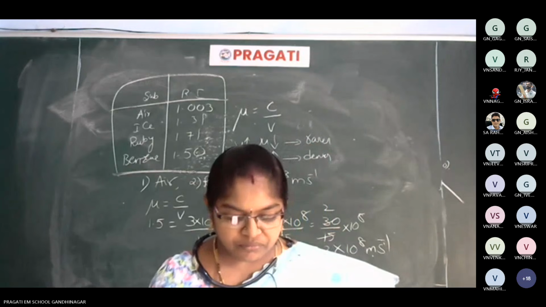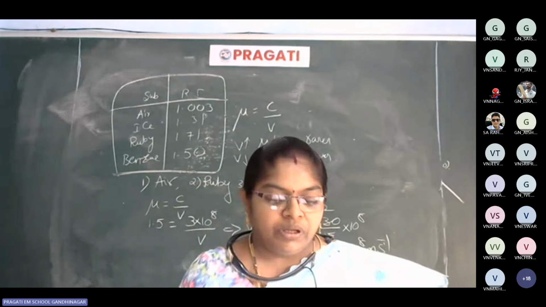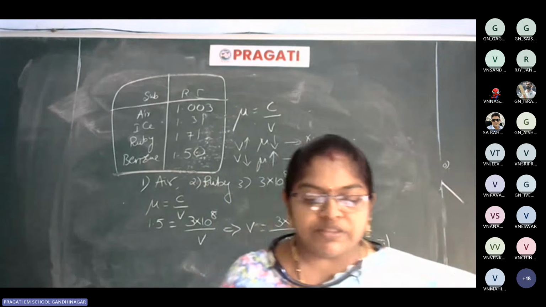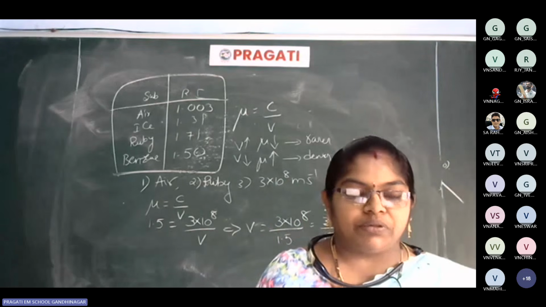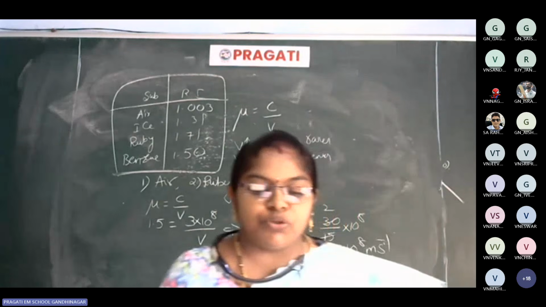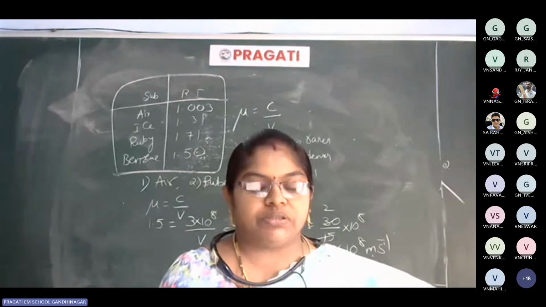Okay, next. One half of a convex lens is covered with a black paper. Will this lens produce a complete image of the object?